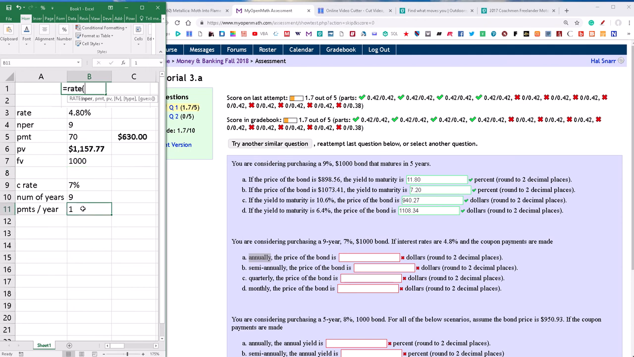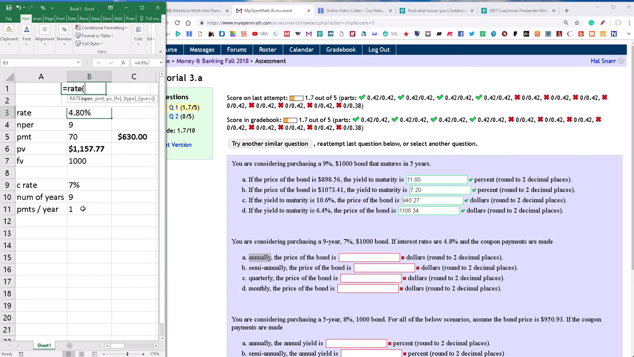If we're getting payments twice a year, the interest rate is halved. Okay, just like the payment. If we're getting payments 4 times a year in a quarterly bond, then the interest rate's divided by 4. And then if we get monthly payments, the interest rate's divided by 12. Okay? So this is a monthly rate. This is a quarterly rate. This is a semi-annual interest rate. And this is the annual interest rate.